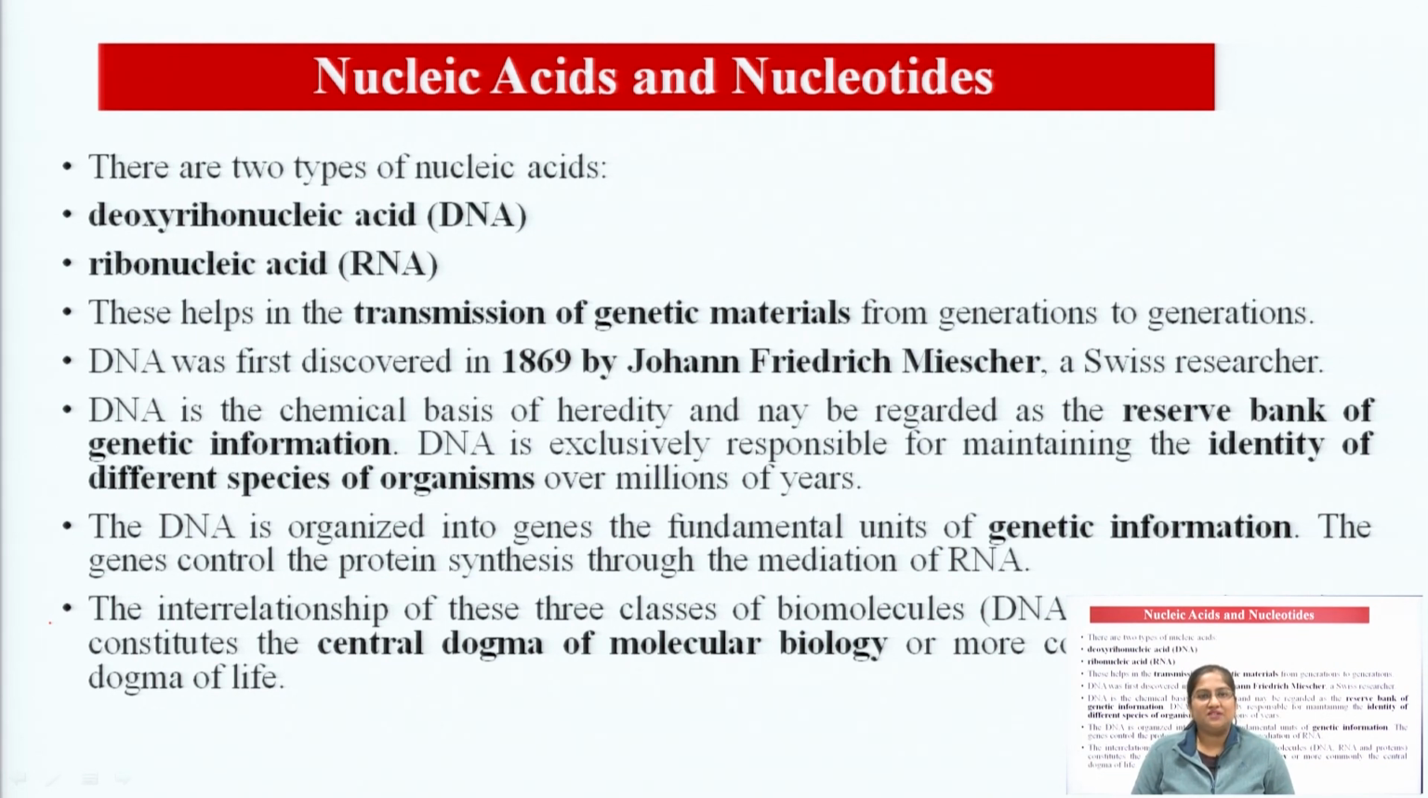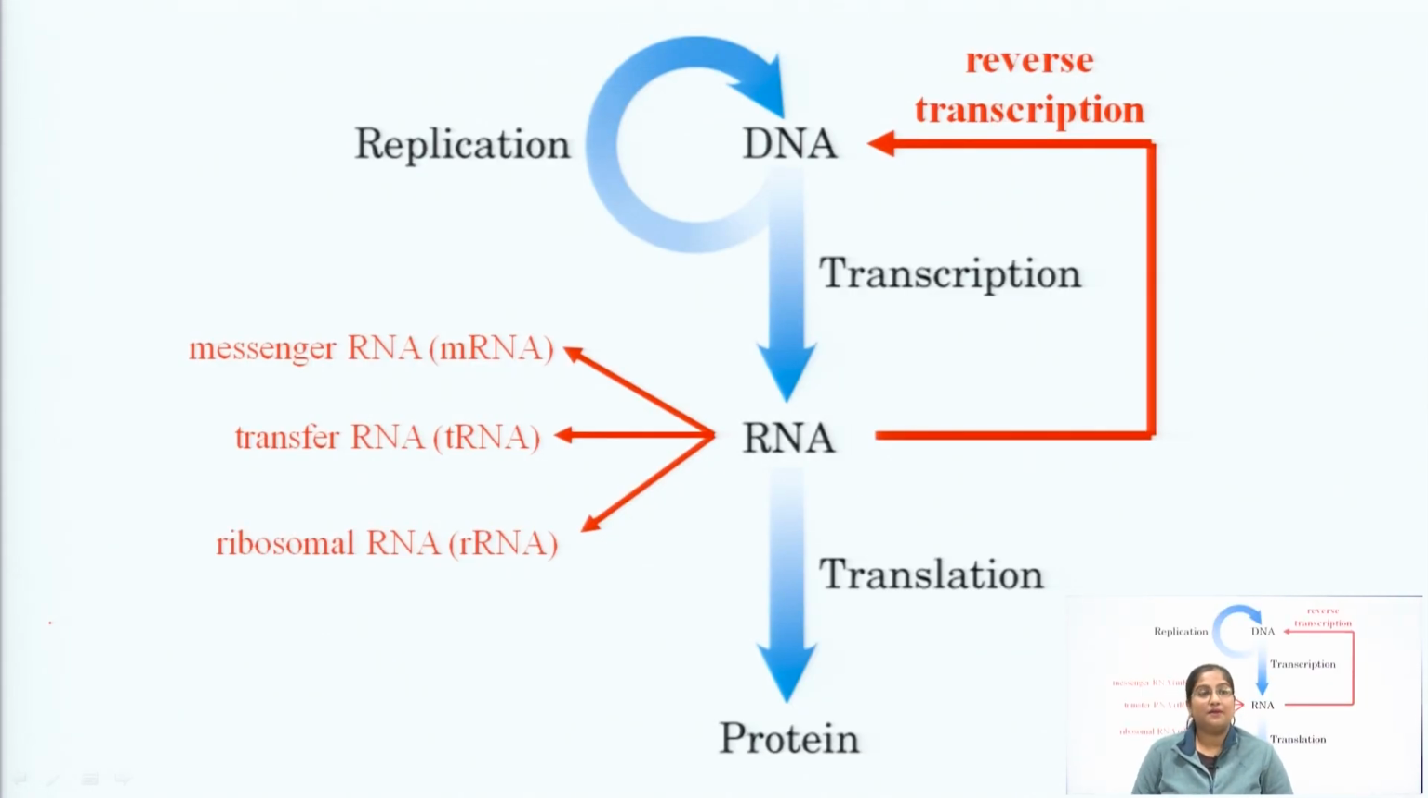So, carrying genetic material is the main function of both DNA and RNA, and the interrelationship of DNA, RNA and ultimately protein is called the central dogma of molecular biology. It is a very important topic and a very important question for our examination: what is the central dogma of molecular biology, or the central dogma of life? Here we have three things: DNA, RNA and protein.